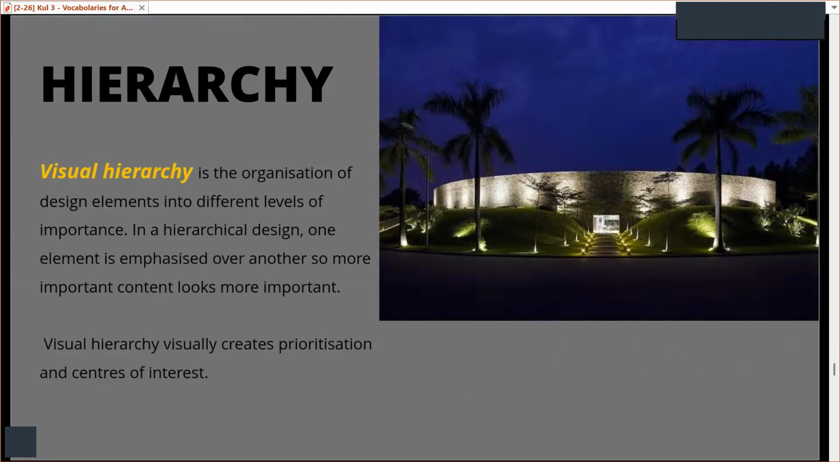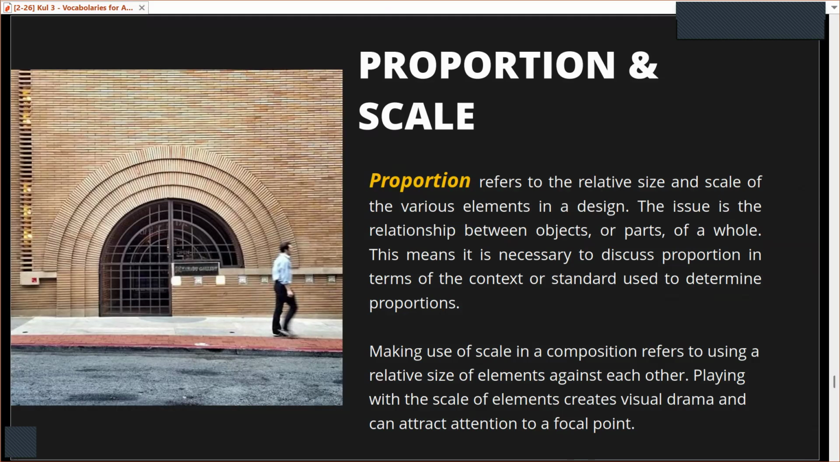Hierarchy. Visual hierarchy is the organization of design elements into different levels of importance. If we see the picture, the light points that we discussed lead to something that is more important. So we know that in the picture, the roadway is less important than the garden, and the garden is less important than whatever is there. We can see because of the different shape and texture, and they put lights, meaning that they want to showcase the circular architecture there. That is hierarchy.